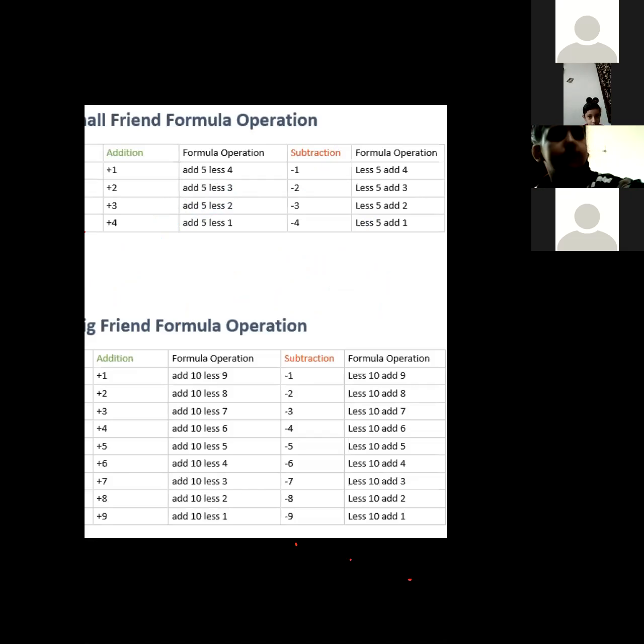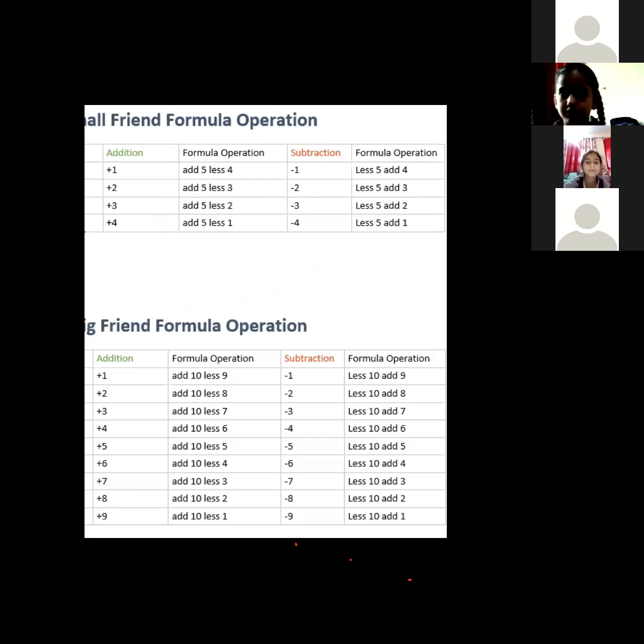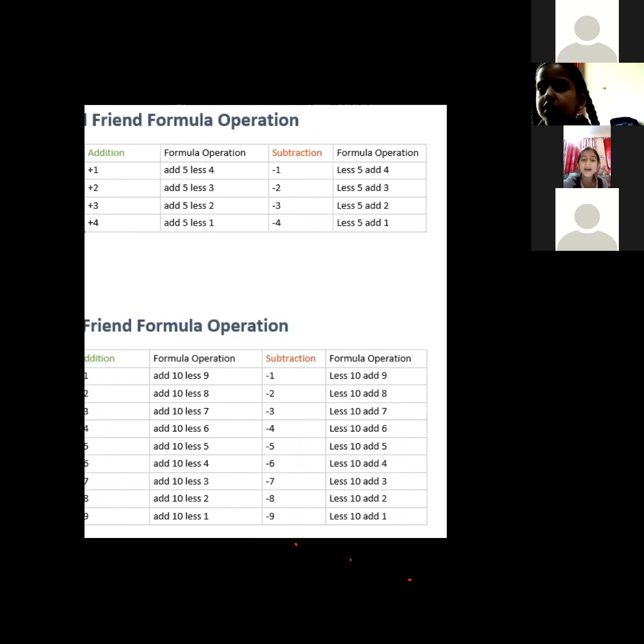Yes, Sanvi? Yes, ma'am. Sanvi, the formulas which I have done, you can just say orally: +1 is equal to... Add 5 and less 4. No, this way you don't have to say. This is just for explanation, for understanding. I'll just write again. You have to write like +1 plus 5 minus 4. This way. So what is the value of +1? Value of +1 is +5 minus 4. This is the formula.